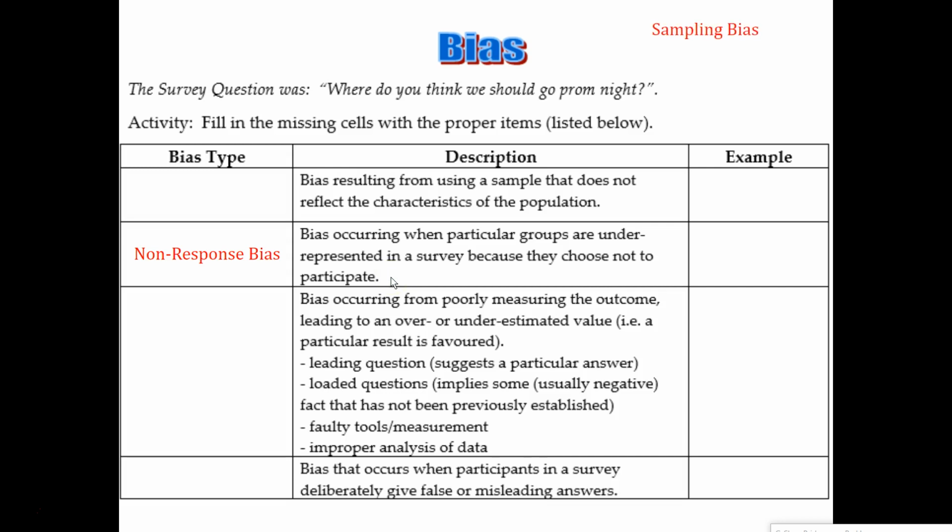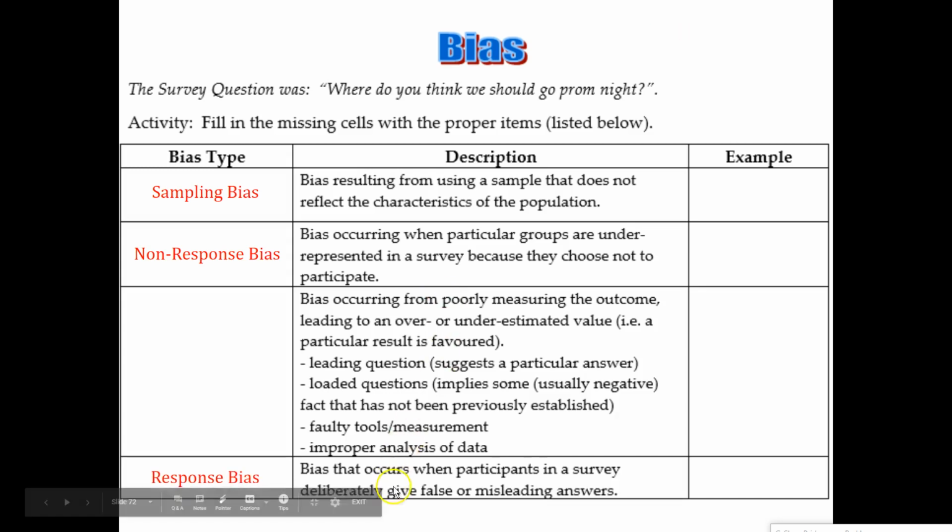Next one is sampling bias. Where do you think that one goes? It goes here. That is when a sample does not reflect the characteristics of the population. So if a population has different age groups, different genders, different ethnic backgrounds, different religious things like that, then so should your sample. Response bias would be this one. That's when people deliberately give false or misleading answers.